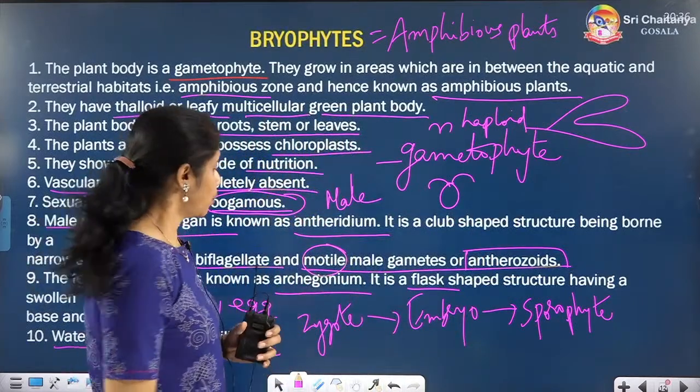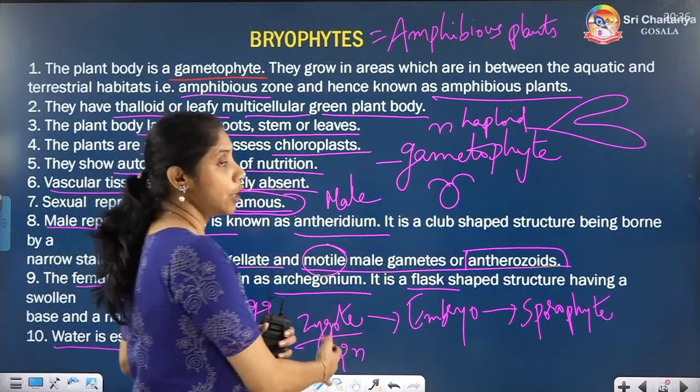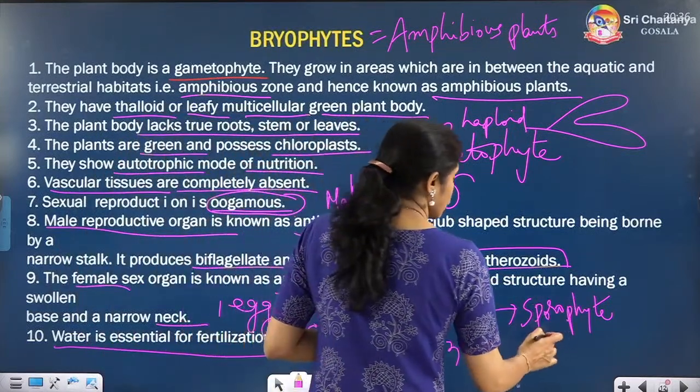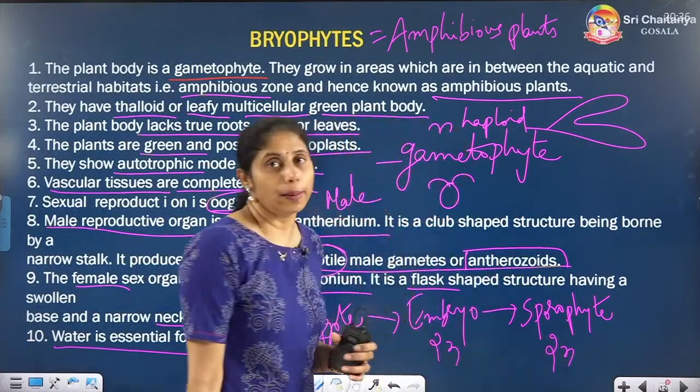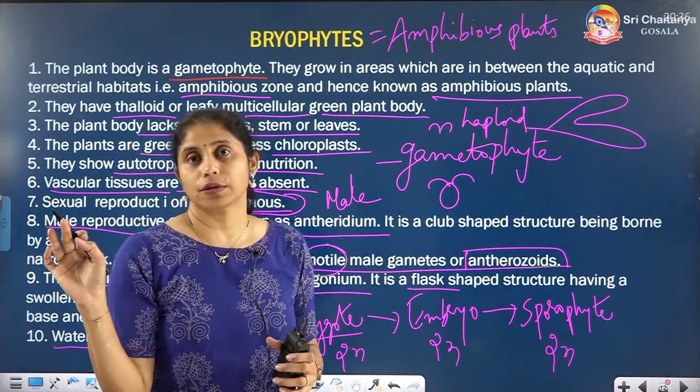But the fertilization product is the zygote. From here onwards it is diploid. So the zygote will develop into an embryo, that is also diploid. The embryo will develop into the sporophyte, that is also diploid. Sporophyte means it is a plant body which forms the spores.